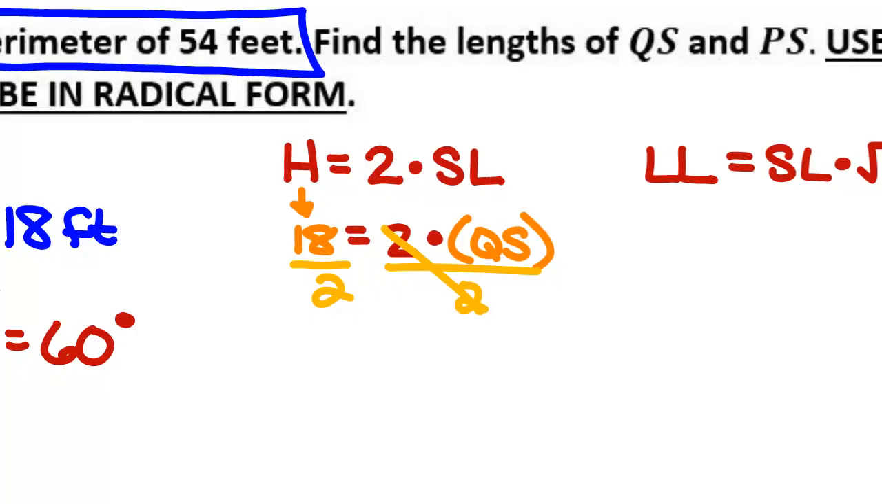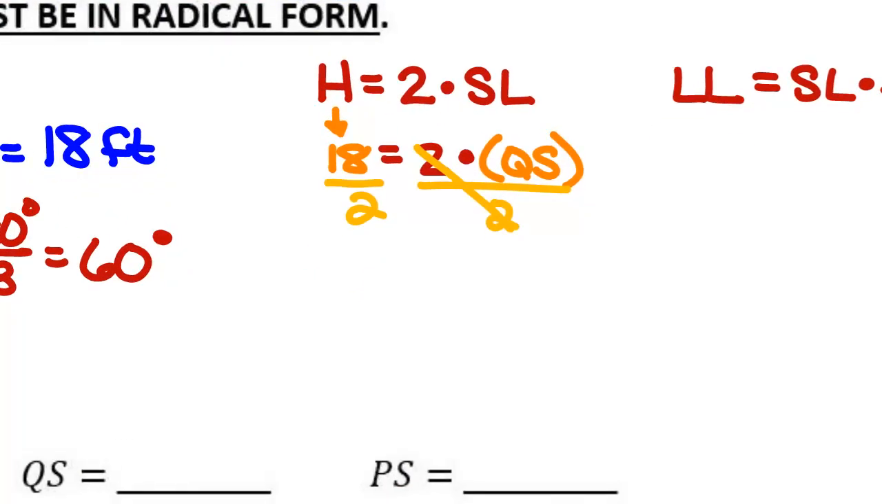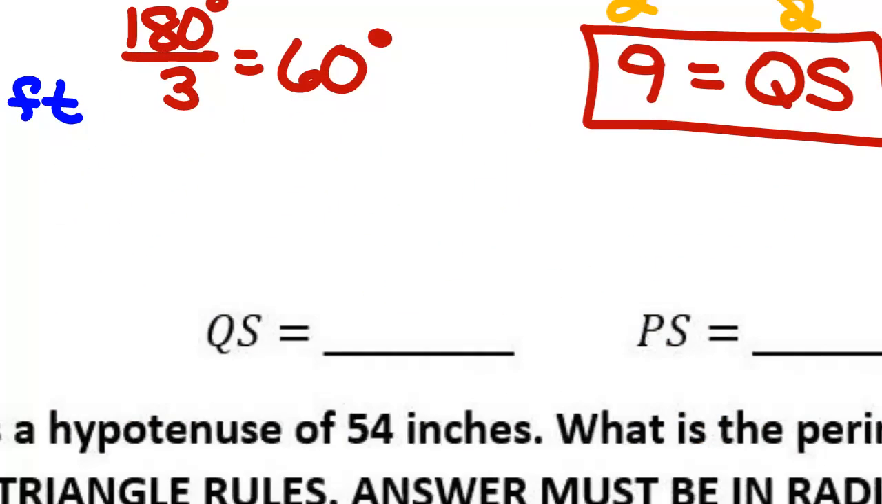And some people were already answering this for me. How big is that short leg? 9. 9 is equal to QS. We're going to stick units on that, so that would be 9 feet.